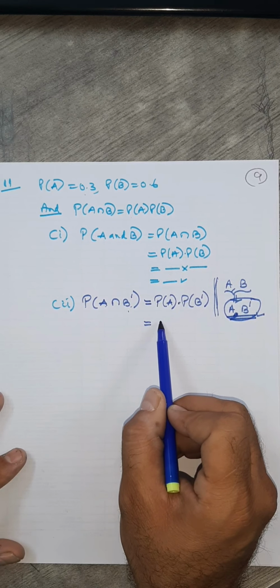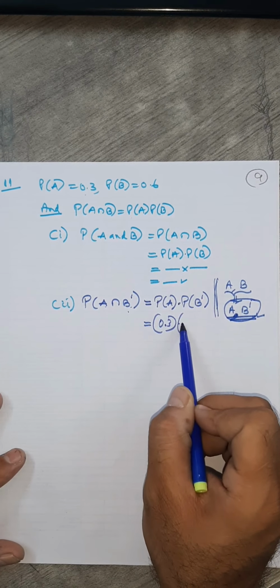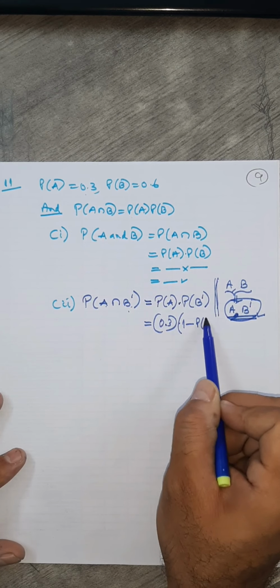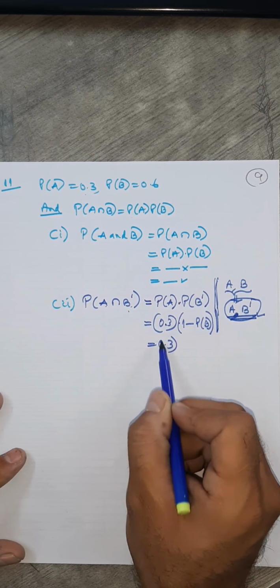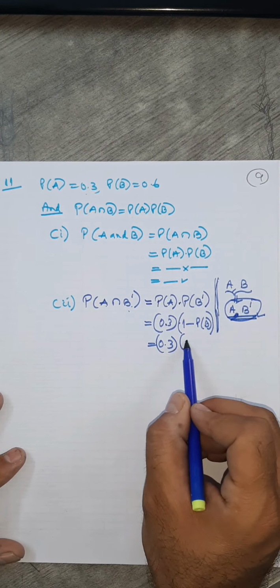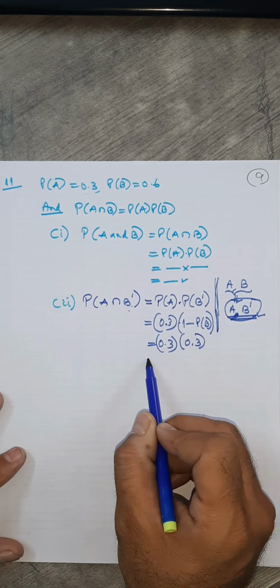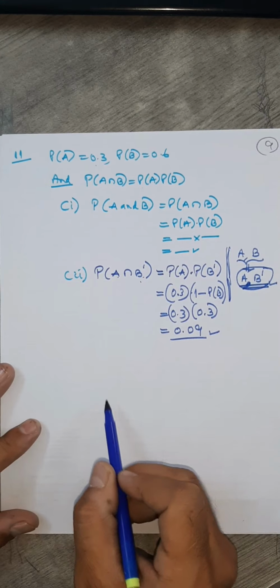Now P of A, you know what is P of A? 0.3. How do you get the P of B dash? 1 minus P of B. This is a very basic result. We know it. So P of A is 0.3. 1 minus P of B. P of B you know 0.6. So this will be also 0.3. So we'll get the 0.09. Fine.